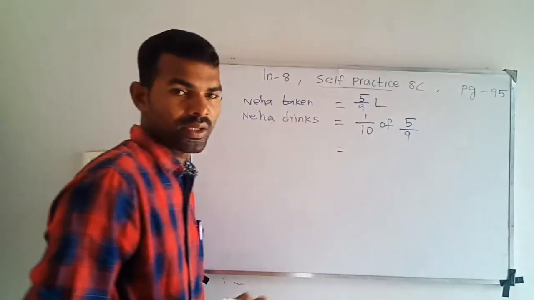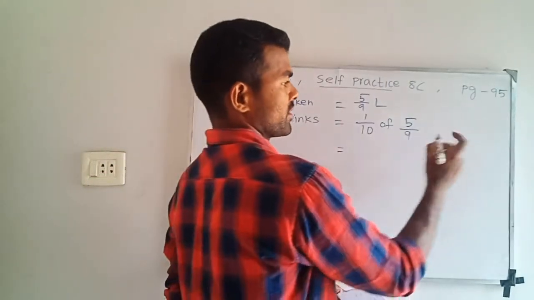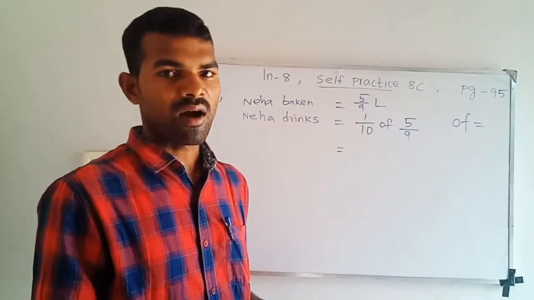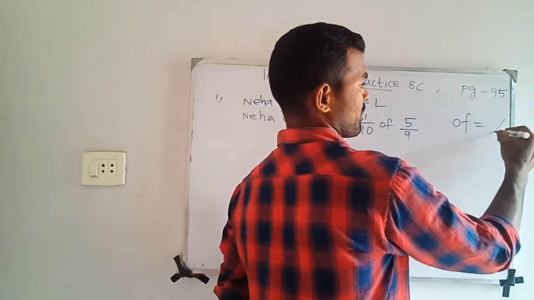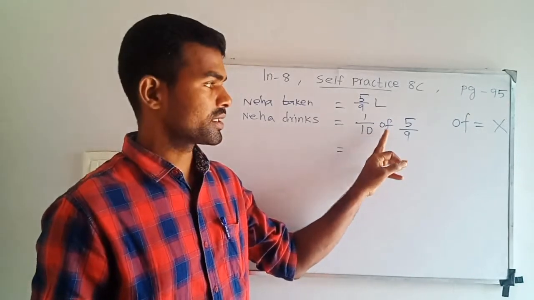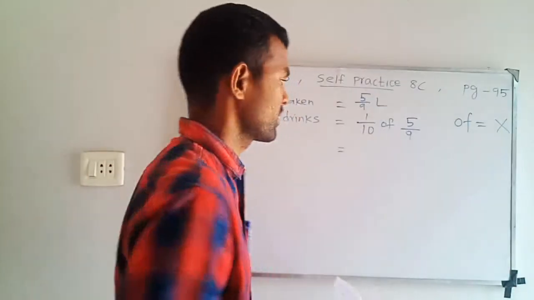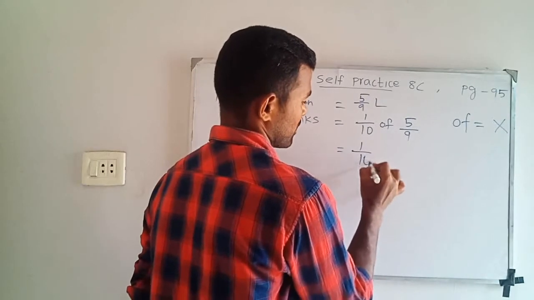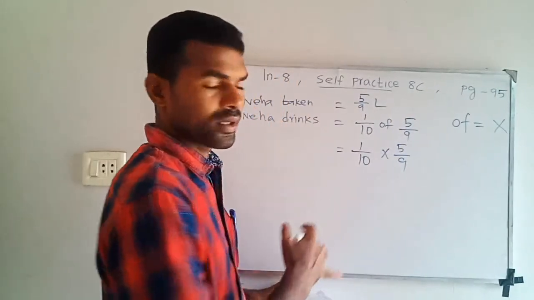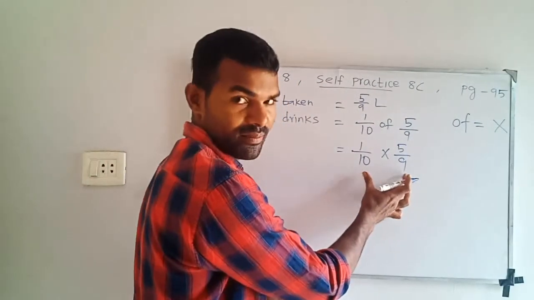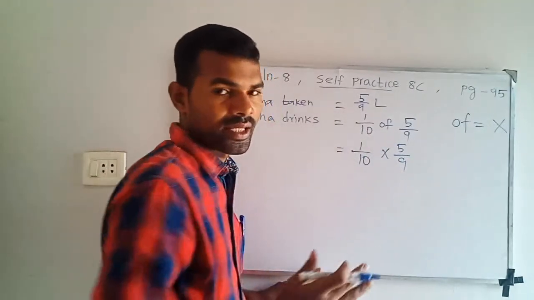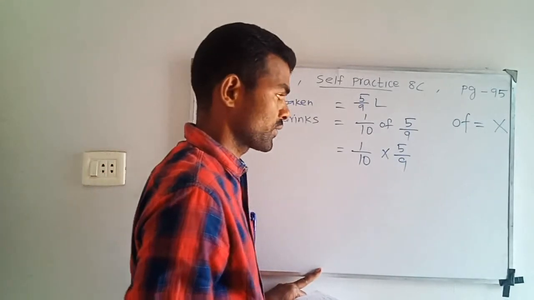Now we know wherever the word of comes, we have to multiply. Wherever the word of is coming, you have to write the multiplying symbol. So 1 by 10 multiply 5 by 9. Now it is multiplication. See, crosswise check it. 1 and 9, there is no common factor, so leave it.